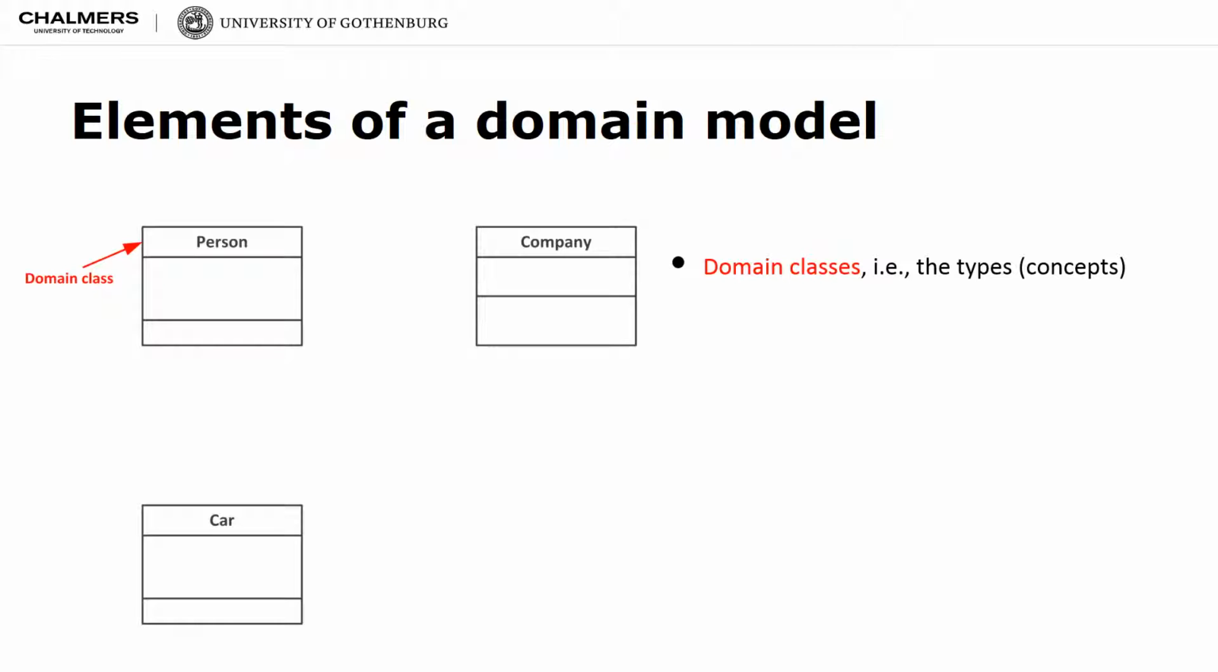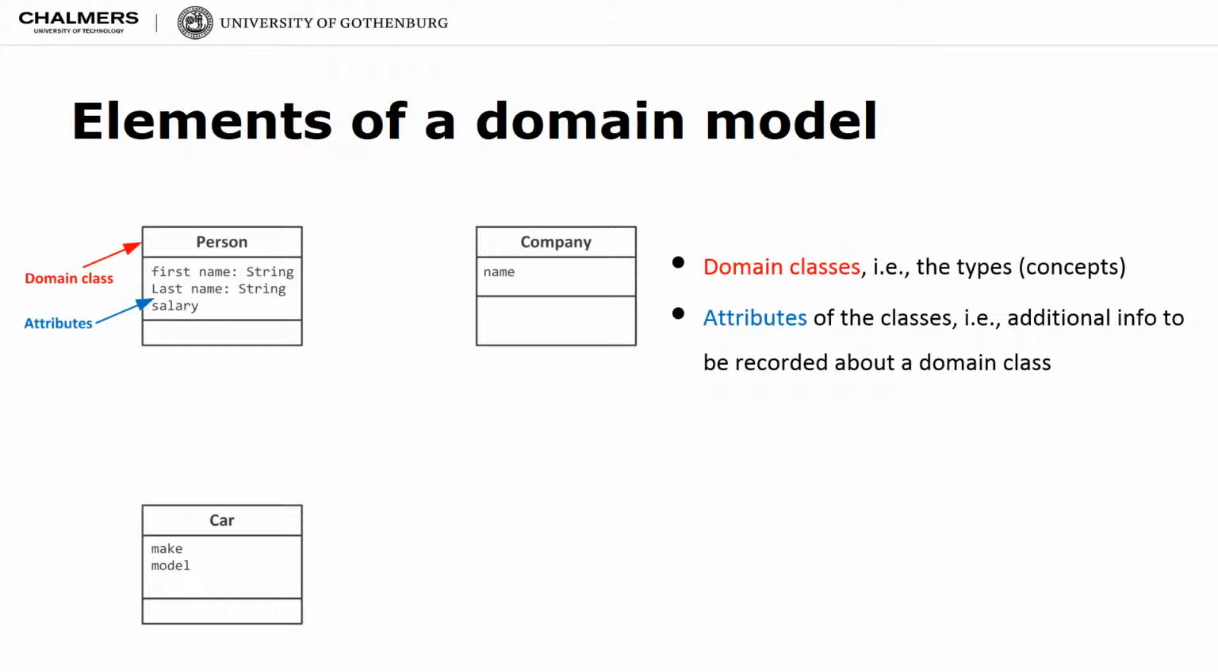So the key concepts of the domain model are represented as domain classes, and this is the notation in UML for classes you're familiar with. Of course, you can have attributes within domain classes, and attributes provide additional information to the classes.